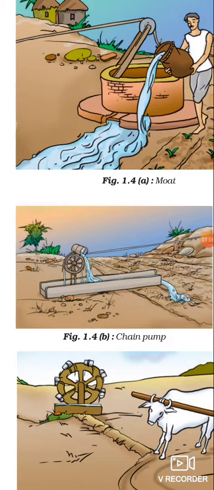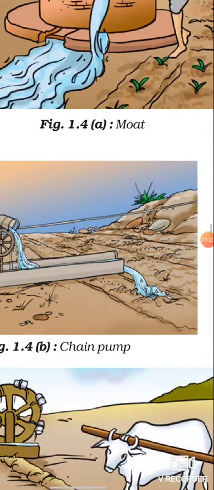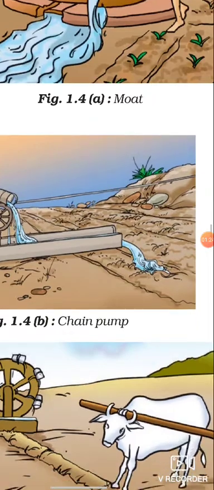Now next you can see the figure 1.b, the chain pump system. You can see that the container is attached to the wheel. The wheel will rotate, and from the lower side it will fill with water, and when it moves through 360 degrees, it will fall down and the water automatically goes into the field.